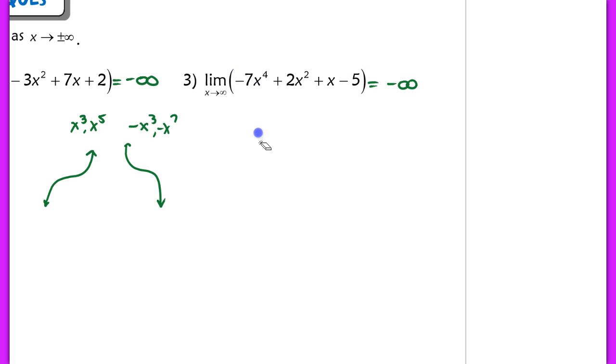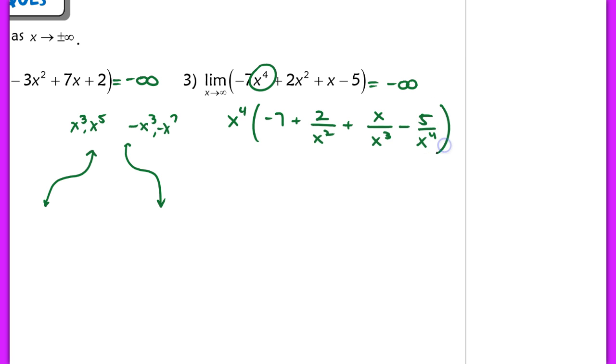Now we would get that same result if we were to factor out an x to the 4th here. I look at that highest degree and pull it out to the side. So I'd be left with negative 7, plus 2 over x squared, plus x over x to the 3rd, minus 5 over x to the 4th. Remember I'm trying to evaluate the limit, so using my limit properties, I find the limit of each individual function here. The limit as x approaches infinity of x to the 4th is going to blow up to positive infinity. The limit of a constant is the constant, so negative 7 stays negative 7.